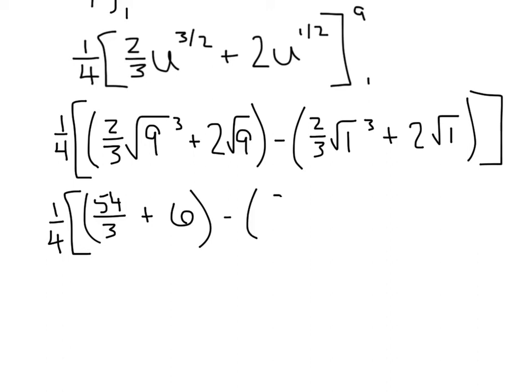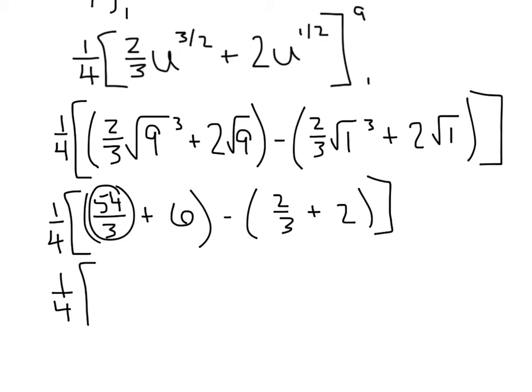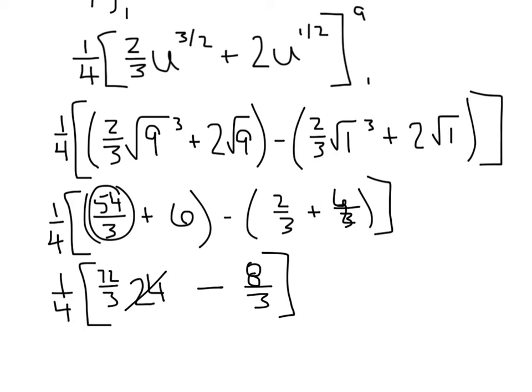And 2/3 plus 2. Okay. All right, 54/3, what is that? I think that's 18. So we've got 18 plus 6, which is 24 right there. Minus, now this is really 6/3, so 8/3. If I multiply 24 by 3, that's 72/3 minus 8/3, which is 64/3.